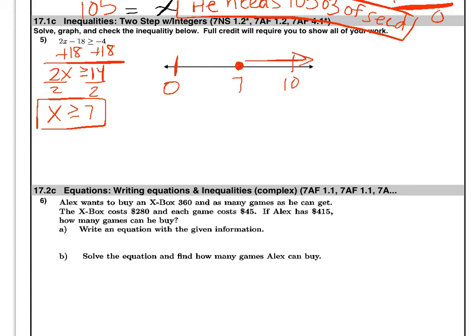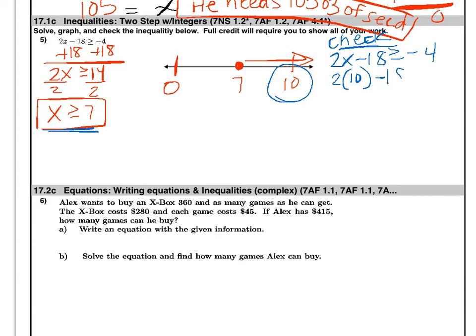And so let's do our check here. I always start with my original problem, which was 2x minus 18 greater than or equal to negative 4. Okay? And I'm going to plug in not this value that I solved. I'm going to plug in the value that I shaded towards. So I'm going to say 2 times 10 minus 18 is greater than or equal to negative 4.